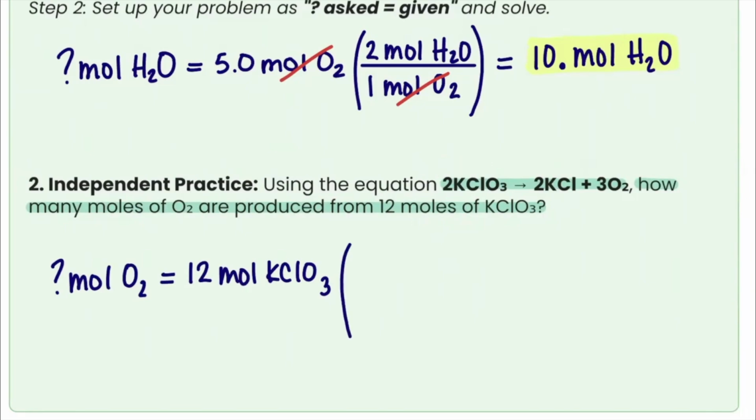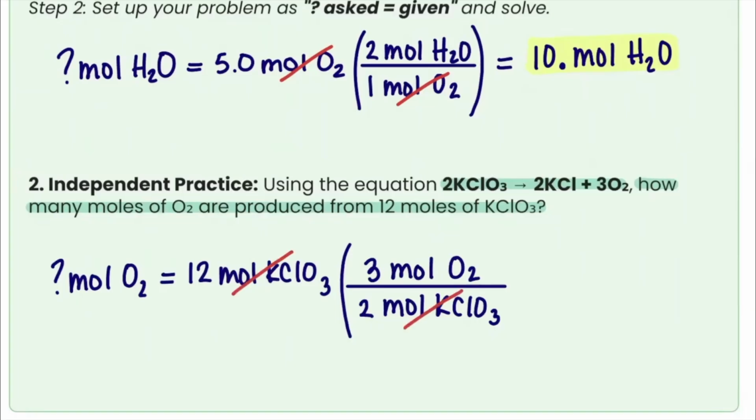So opening up a parentheses and drawing a fraction, we can say that for every 2 moles of KClO3 that decompose, we're going to produce 3 moles of O2. Again, we put the moles of KClO3 at the bottom so we can cancel out with the moles of KClO3 that are given to us in the question stem. So that what's left uncanceled is the moles of O2. So now plugging it into our calculator, we say that, okay, 12 times 3 divided by 2 gives us 18 moles of O2.